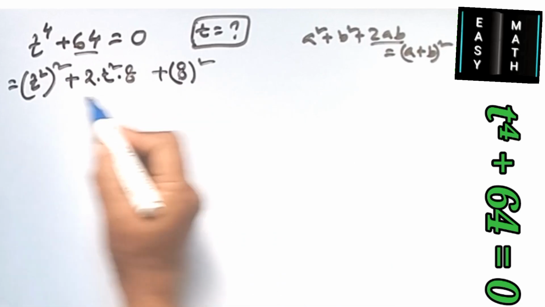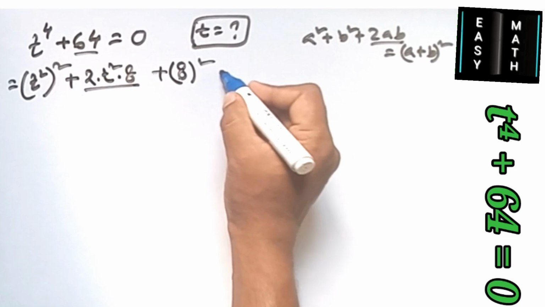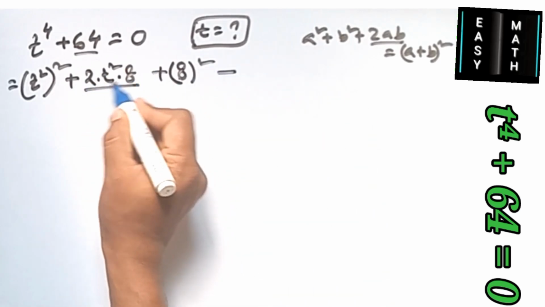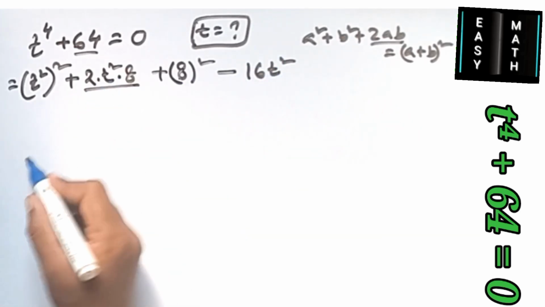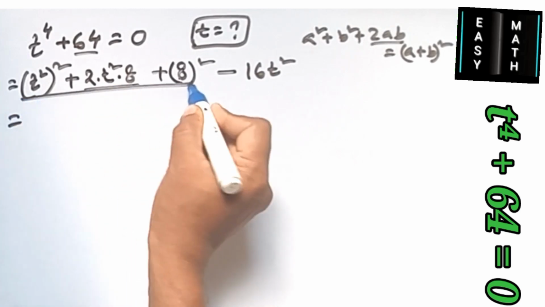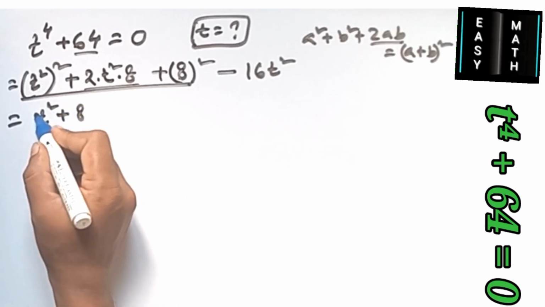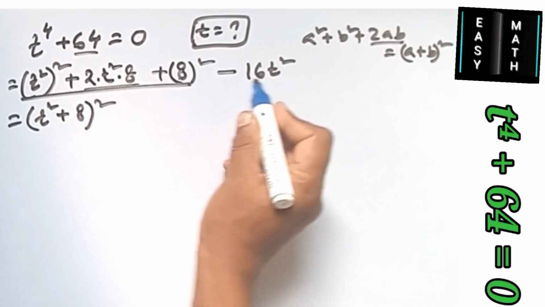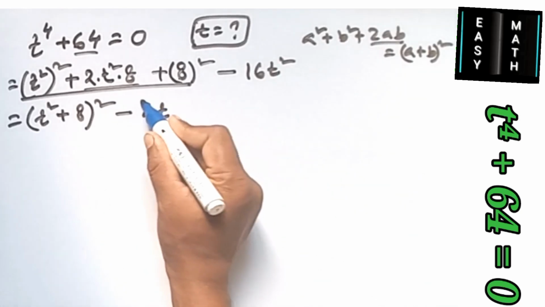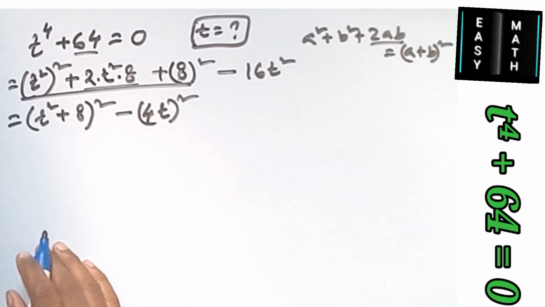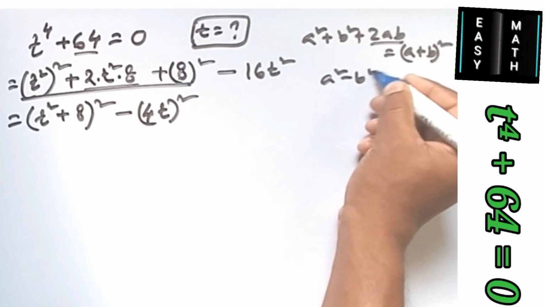So make this, and this is the extra term, so minus 16 t square, the extra term minus. So there we can write (t square plus 8) square, and this we can write as a square, and this is the a square minus b square formula.